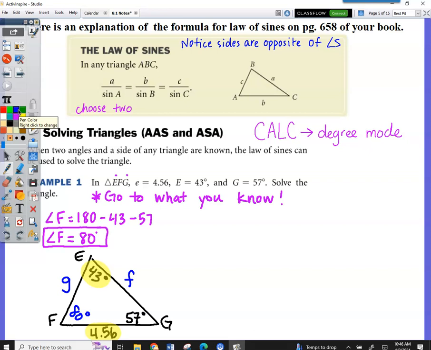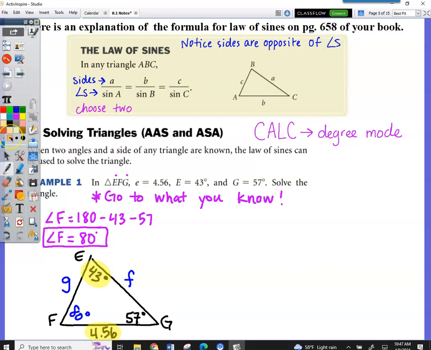Now up here, the formula is A, B, C. Down here, my letters are E, F, G. Does it matter? No. Basically, the top of the fraction needs to be what? The lowercase, which means sides. The bottom of the fraction needs to be angles. Okay? Top of the fraction's side, bottom of the fraction's angles.